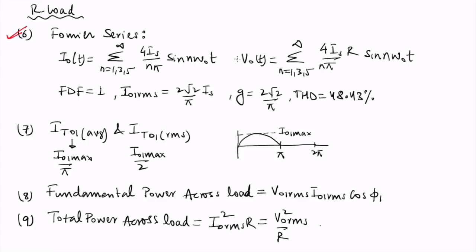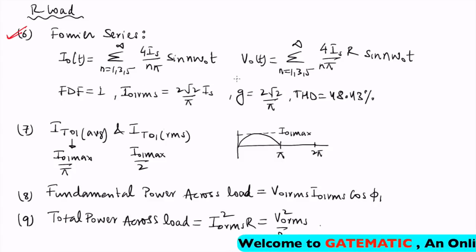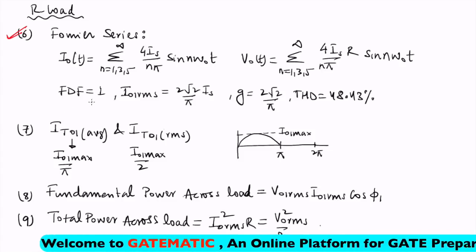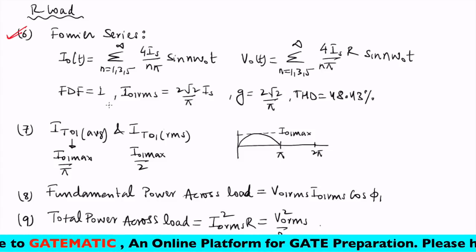Now see, the fundamental displacement factor, that is the cosine of angle between V01 of t and I01 of t. So there is no phase difference I am getting here. So cos of 0 will give you fundamental displacement factor, that is equal to 1.